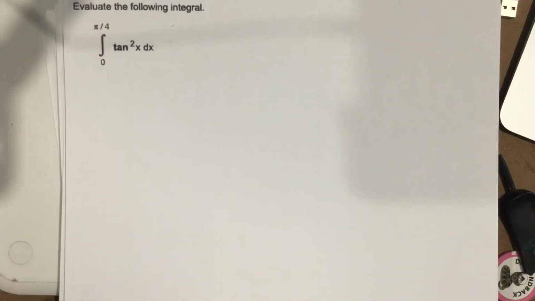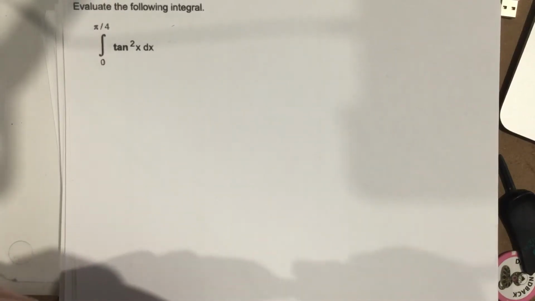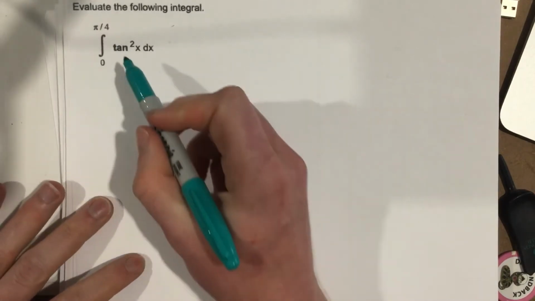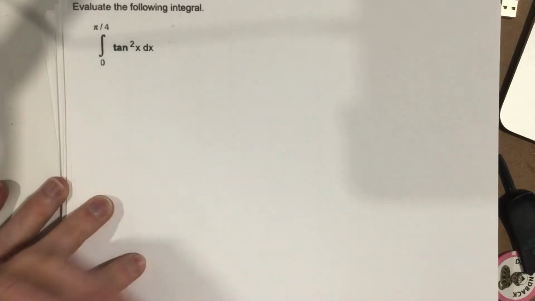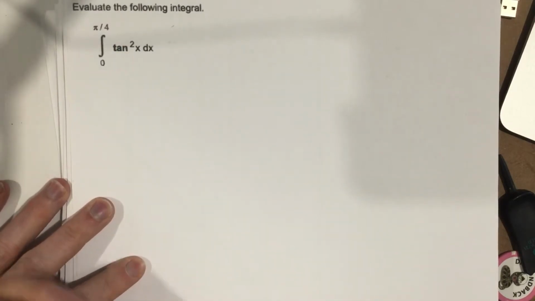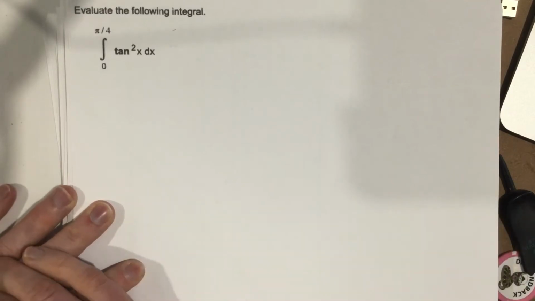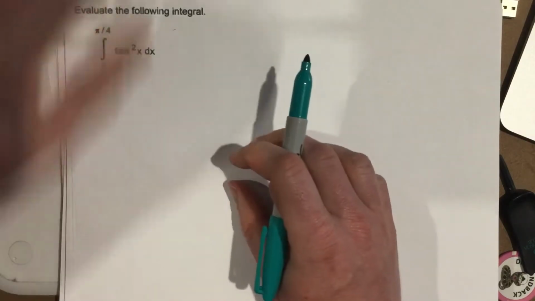This is problem number 5 from section 5.4. We're going to evaluate the following integral, and now we're going to be dealing with some trig integrals. With the trig integrals, you're probably going to have to use some identities or reciprocal identities and stuff like that to get them in a form where we can take the antiderivative.